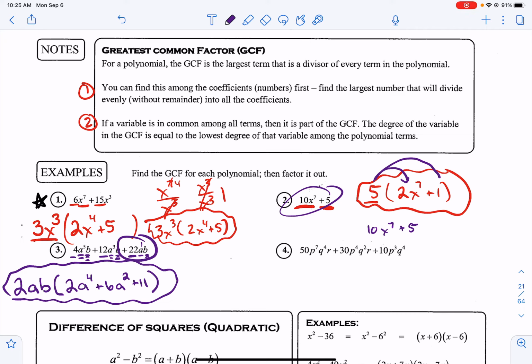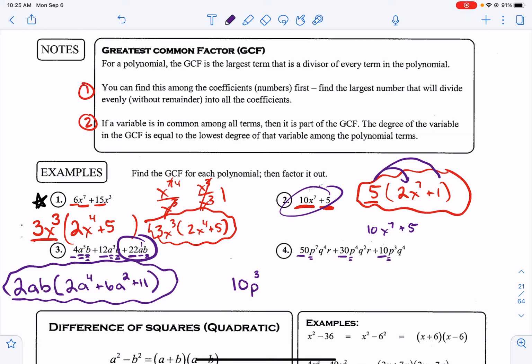All right, now a great big one. Start with the coefficients, 50, 30, and 10. The largest thing that will come out is a 10. They all divide by 10. So now my p's, I've got a p to the 7th, a p to the 4th, and a p to the 3rd. So the largest number of p's I'm going to be able to pull out is that p to the 3rd.